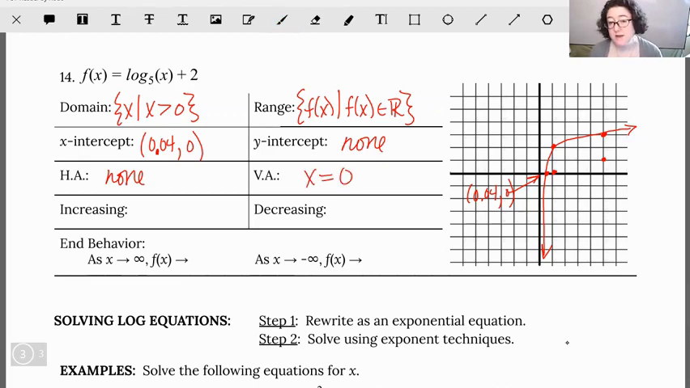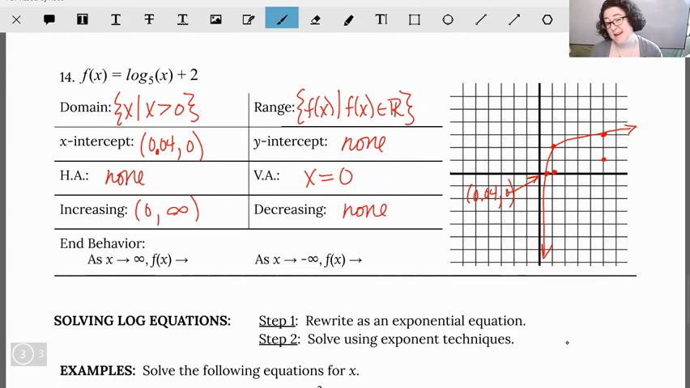Okay, increasing, again, over the whole graph. We haven't had any of these flipped over. So the only time that we would have decreasing, again, is if you had a negative stuck in front of your graph that flips the entire graph upside down. That would make our graph decreasing. We won't see those as often though. So increasing over the entire range, so from 0 to infinity, and no decreasing.